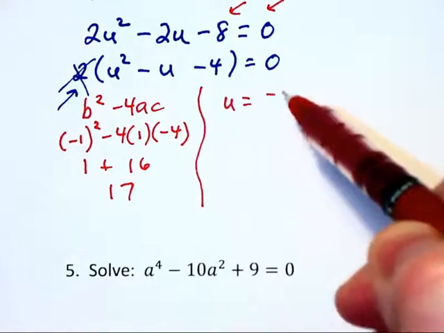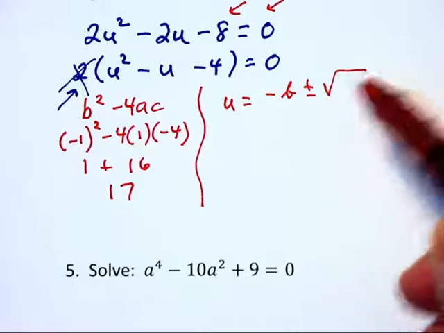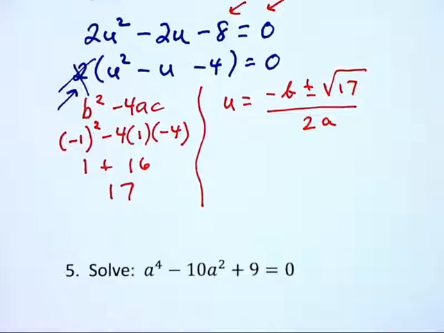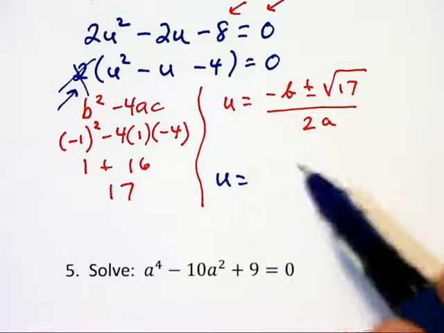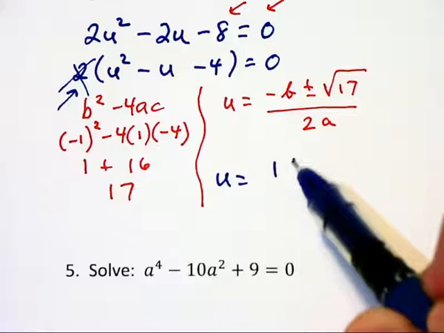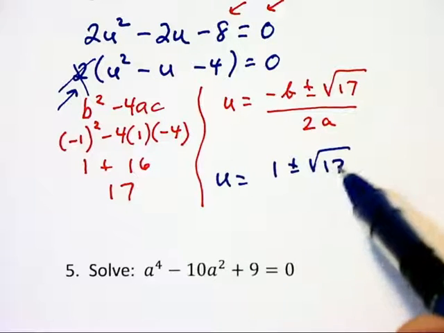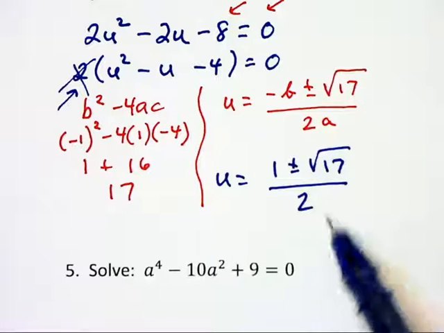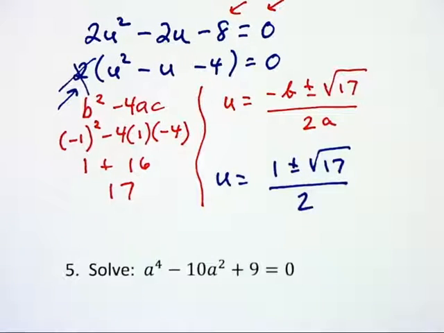U will equal negative b plus or minus the square root of 17 all over 2a. And finalizing this, negative b, or negative of negative 1, becomes 1 plus or minus the square root of 17 all over 2 times 1, which is 2, and what I've written there is the solution set to this problem.